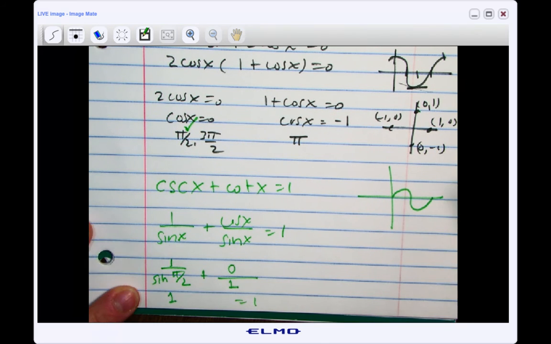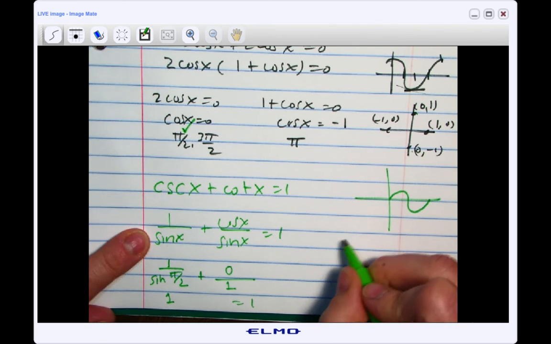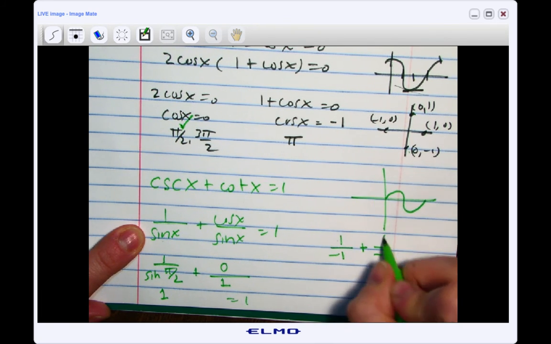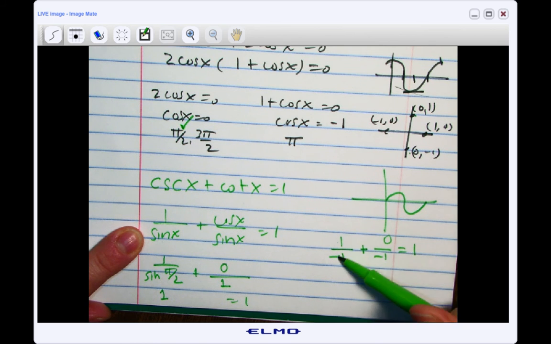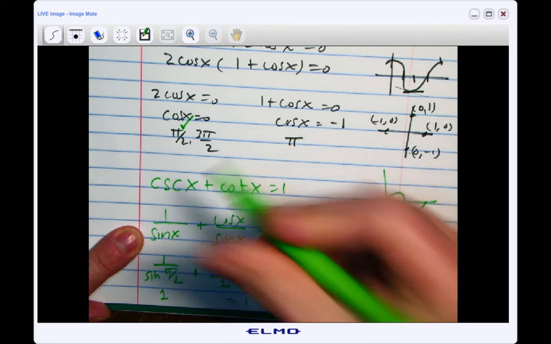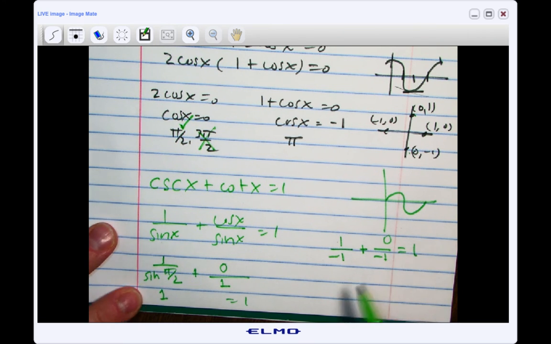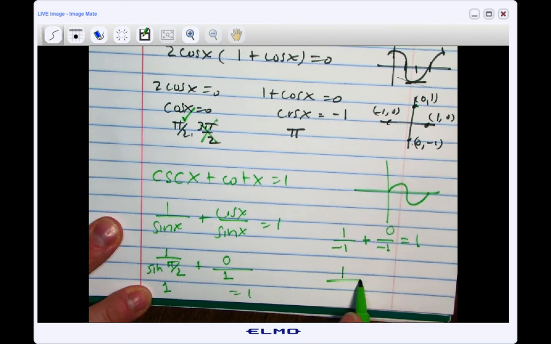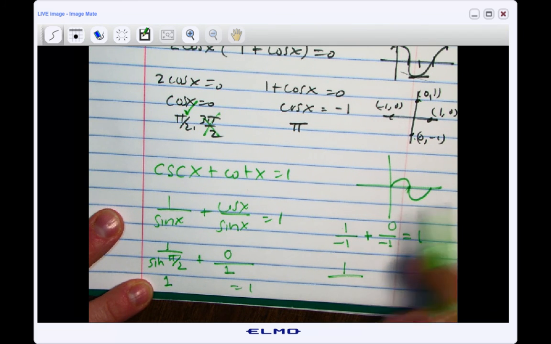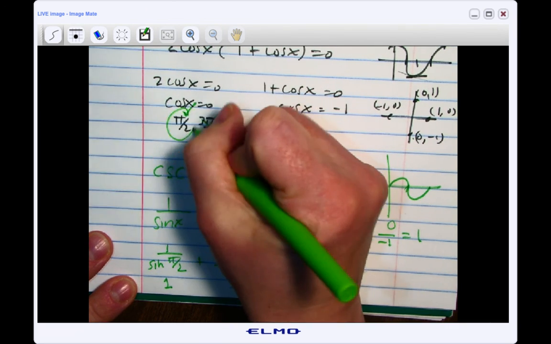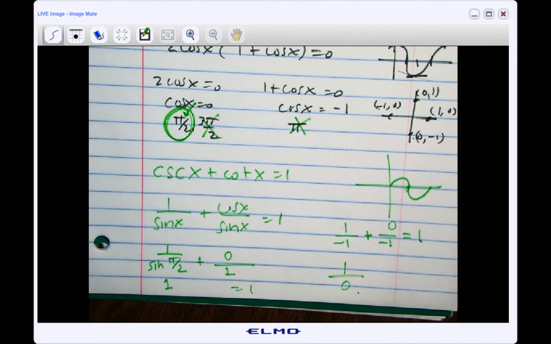Then we've got to do the same thing with 3 pi over 2. Okay, so it's going to be, again, 1 over negative 1 plus negative 1 is equal to 1. Well, this is negative 1 plus 0 is equal to 1. That one does not work. Now let's try pi. So I have 1 over what's sine of pi? Well, sine of pi is 0, and I already see that that's not going to work because I can't have that at all. So the only one that actually works here is this one, between 0 and 2 pi. Okay?